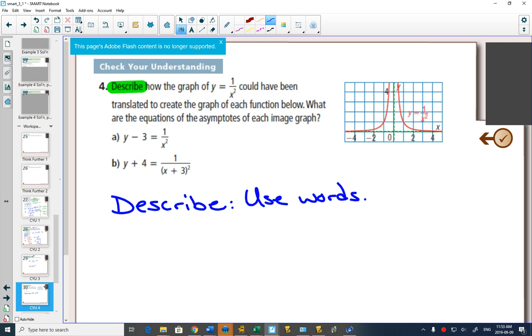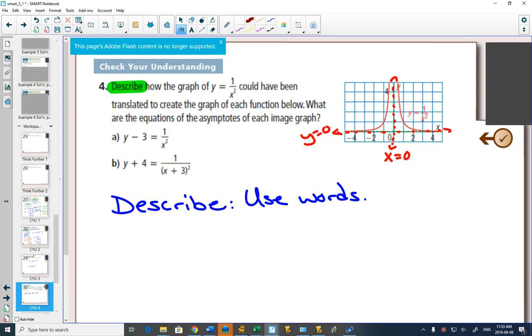So first of all, I know it shows up, but I'm going to label these ones. Any vertical line is always x equals. That equation would be x equals 0. This asymptote here would be y equals 0.